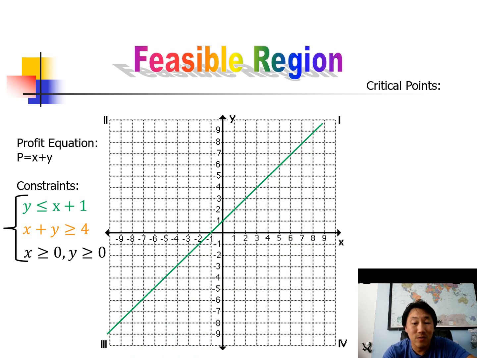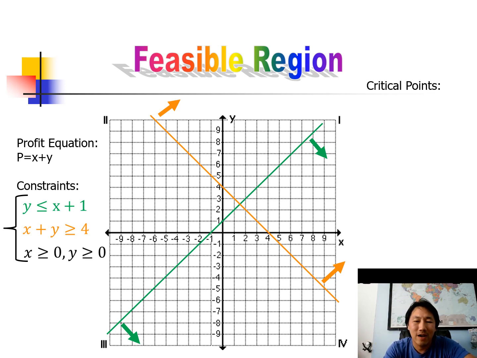There it is. Plug in 0, 0 to test to see if 0, 0 is good or no good, and it turns out that 0, 0 is less than 1. So we shade towards the 0, 0. The orange one, it looks like the x-intercept is 4 and the y-intercept is 4. So there it is. Plug in 0, 0. It turns out that 0, 0 is not true. So we shade away. And then of course the x is greater than or equal to 0, y is greater than or equal to 0. That means only that first quadrant.